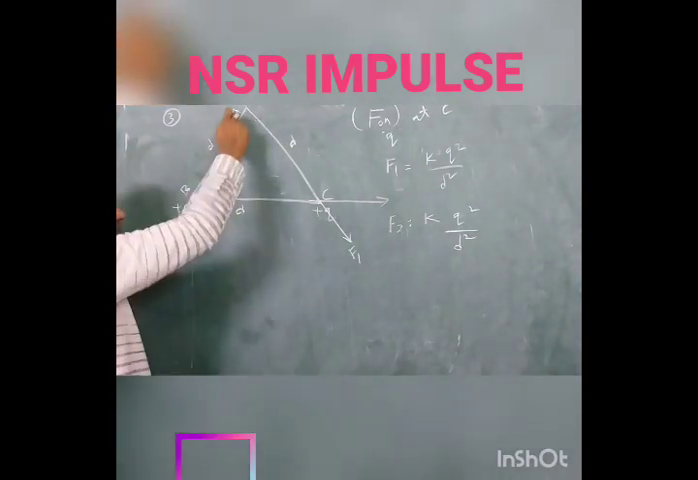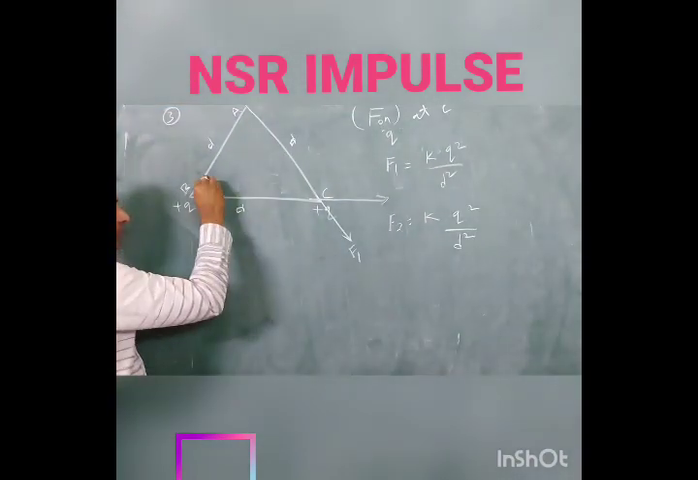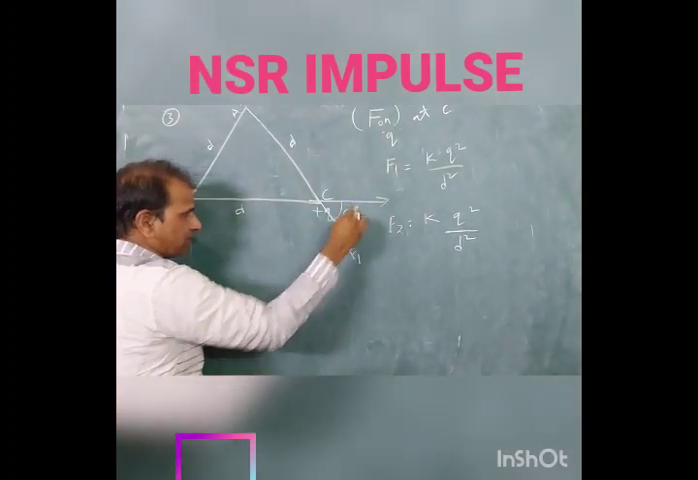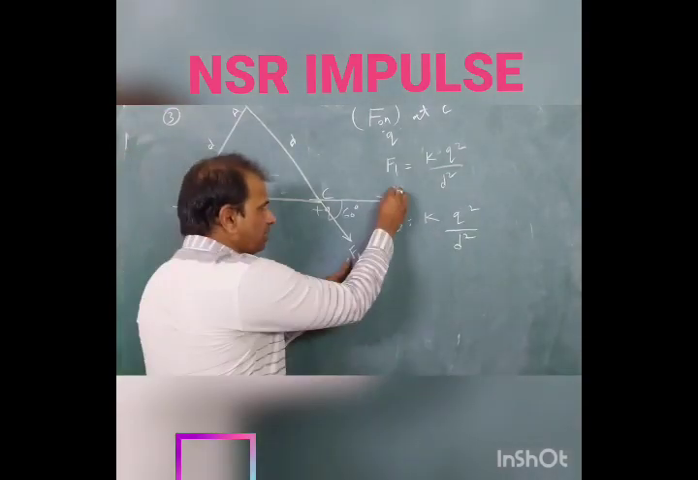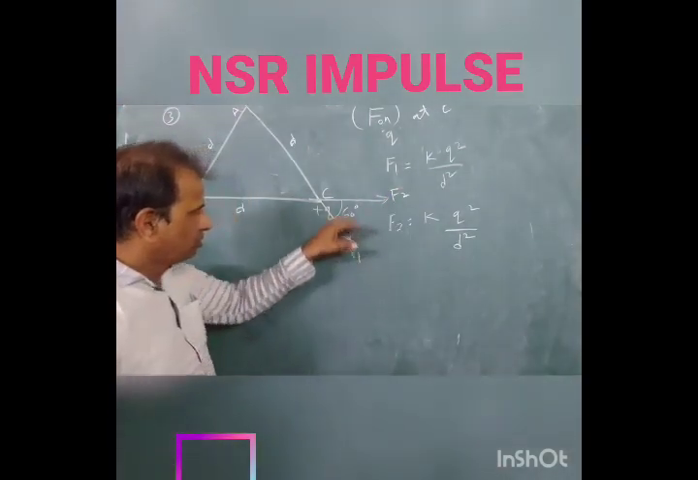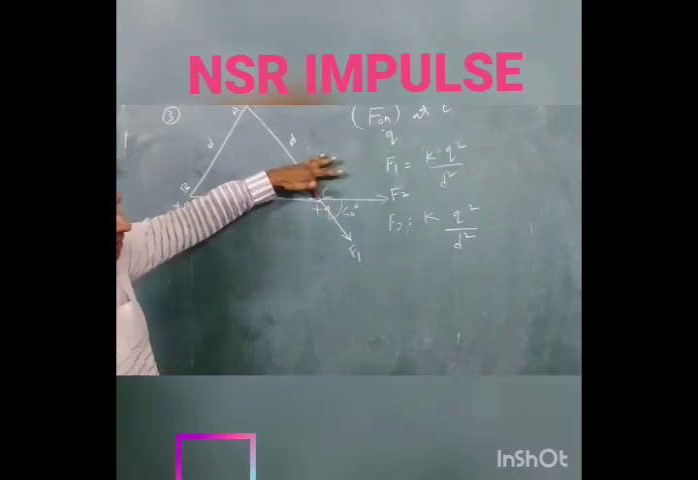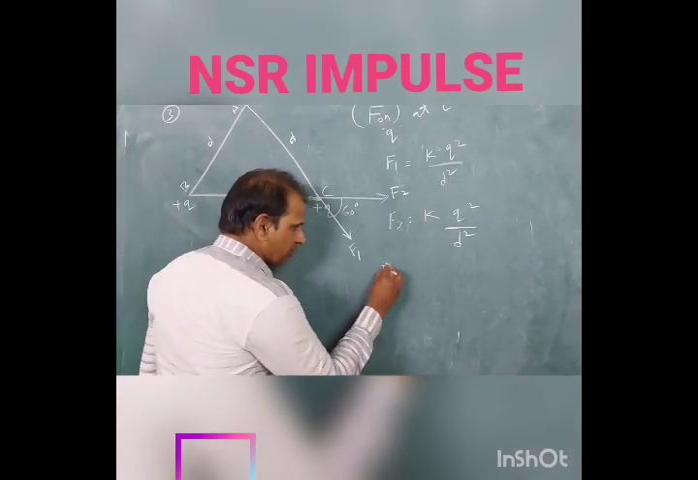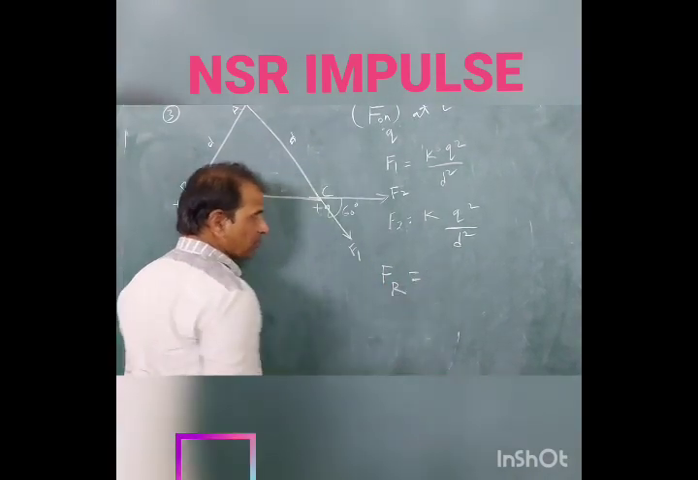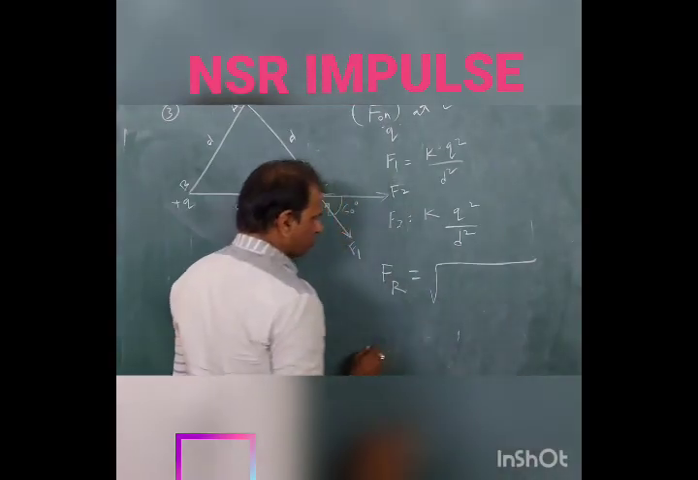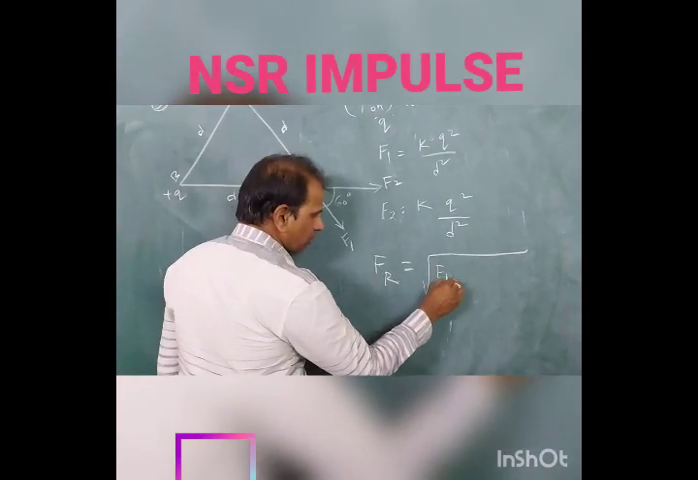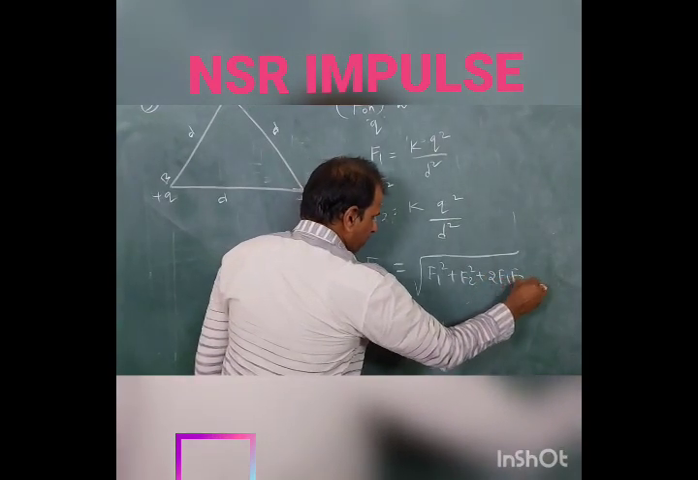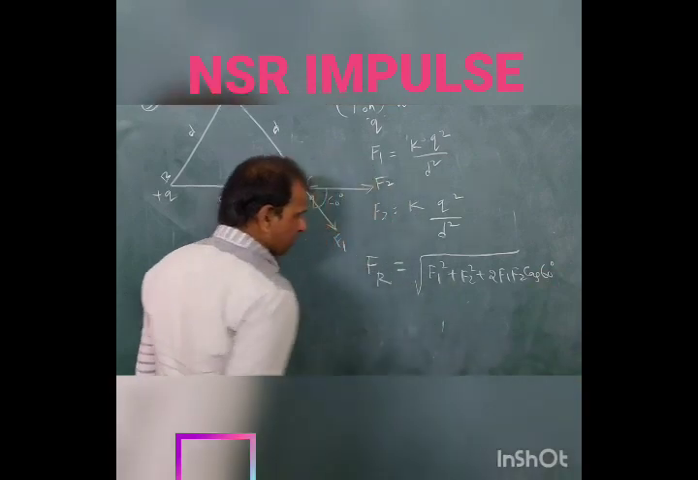Then this is the equilateral triangle. If it is an equilateral triangle, 60, 60, 60, here also 60. This is F1 and this force is F2. Two forces are acting on one particular charge with an angle of 60 degrees between them. So according to the parallelogram law of vectors, the resultant force acting on this Q is equal to the square root of F1 square plus F2 square plus 2 F1 F2 cos 60.